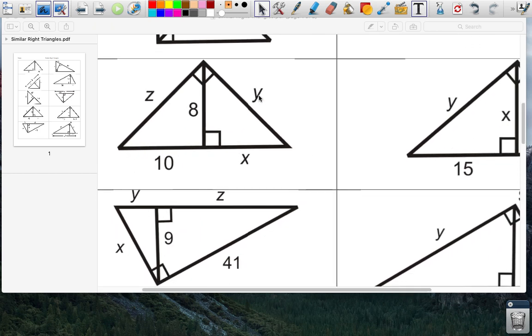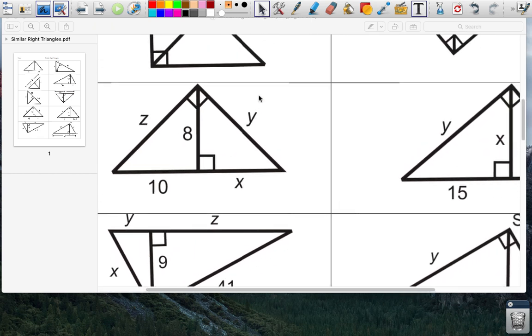Okay, so we've got 4 more. That's not that bad. In this question, again, we're going to use this relationship. I know that the height here, this altitude here, 8, equals the square root of these two segments, right? 8 equals the square root of 10 times x, or better yet, 10x.